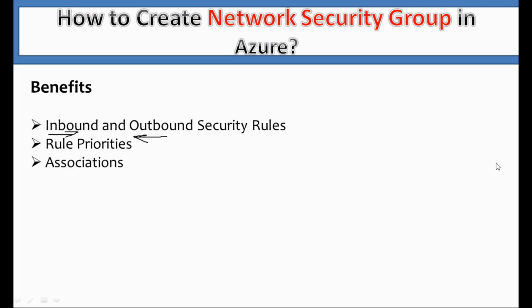Associations. NSG can be associated with subnets, network interfaces or individual VMs. A subnet or network interface can be associated with only one NSG at a time. Stateful filtering. NSG performs stateful filtering, meaning it keeps track of the state of established connections and allows related response traffic.